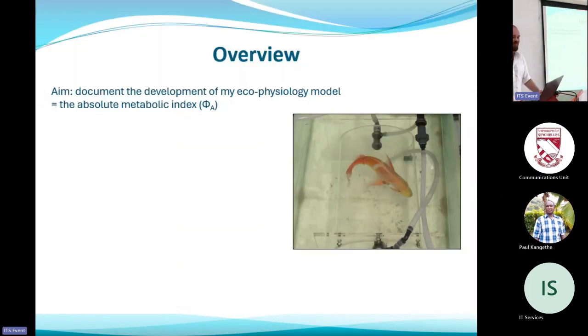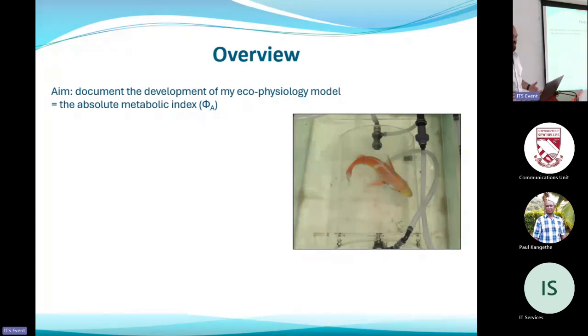So first of all, the overview of my talk: it's a research seminar, so I want to document this research that I've been doing over the previous 8 years. And I want to show you this ecophysiology model that I've developed. It's called the absolute metabolic index, or phi with an A underneath it.